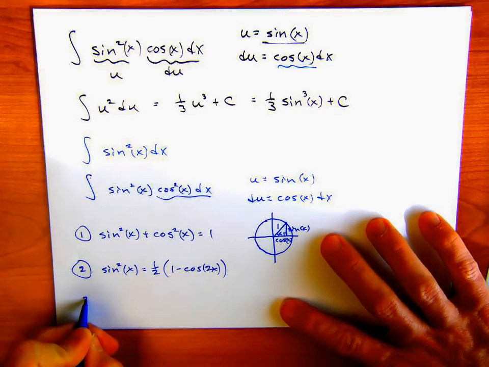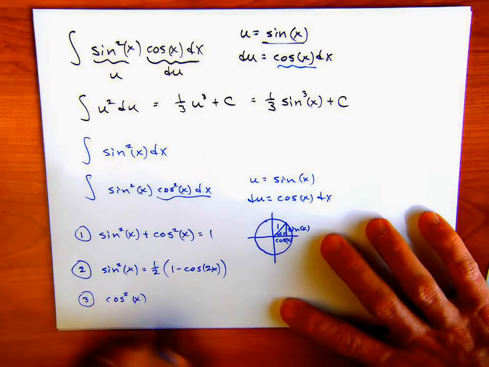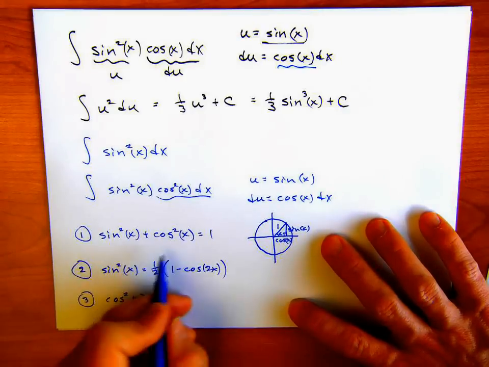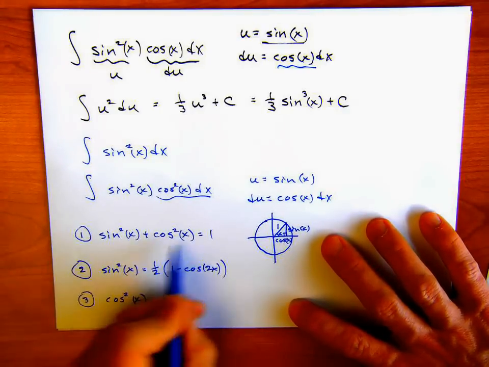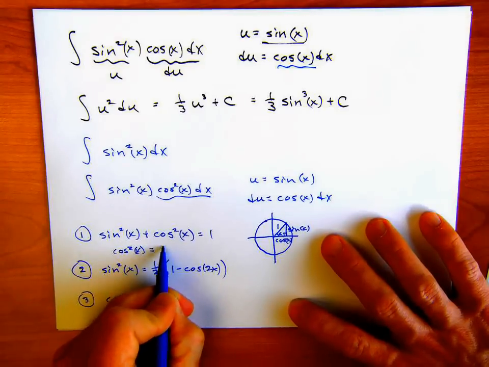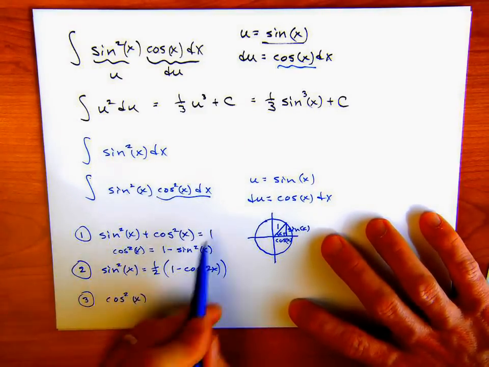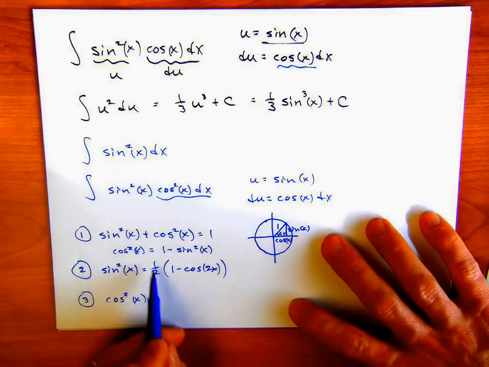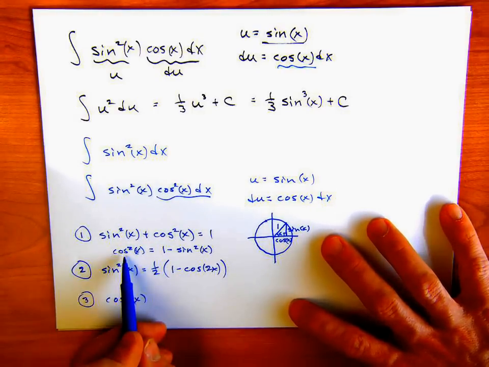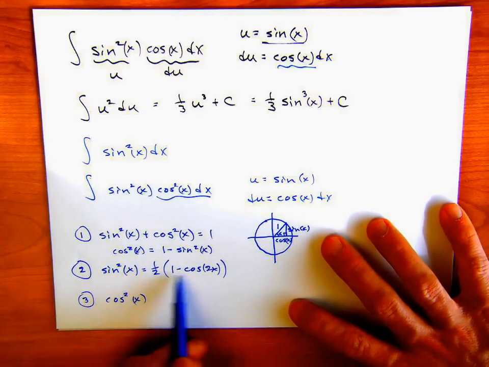And then the third one is we'd like to get an expression for cosine squared of x. All right. Well, from up here, we see that one expression would be that cosine squared of x is just 1 minus sine squared of x, right? And then likewise, we could also say that sine squared is 1 minus cosine squared. We'll see why sometimes this might be useful.